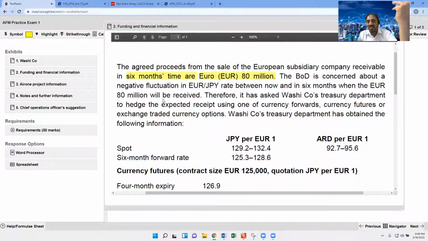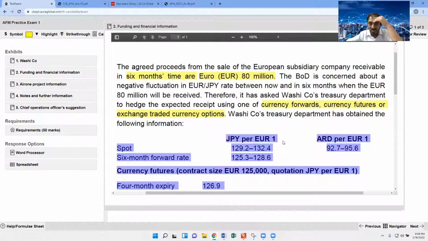So we have a concern that after 6 months, if we receive the euro, we have a risk of a decrease in the value of the foreign currency or an increase in the value of the local currency, the Japanese yen. Therefore, it has asked Washi company's treasury department to hedge the receipt using currency forwards, futures, or traded currency options. Washi company's treasury department has obtained the following information: Japanese yen per euro and ARD per euro.